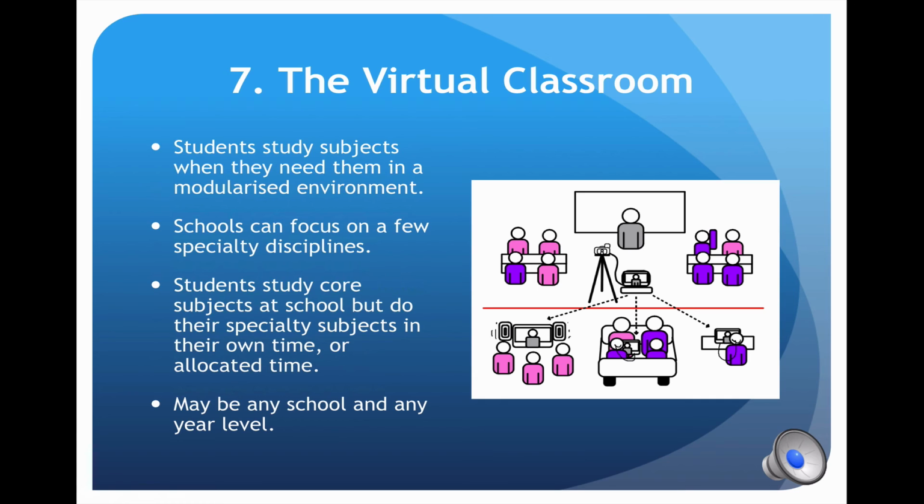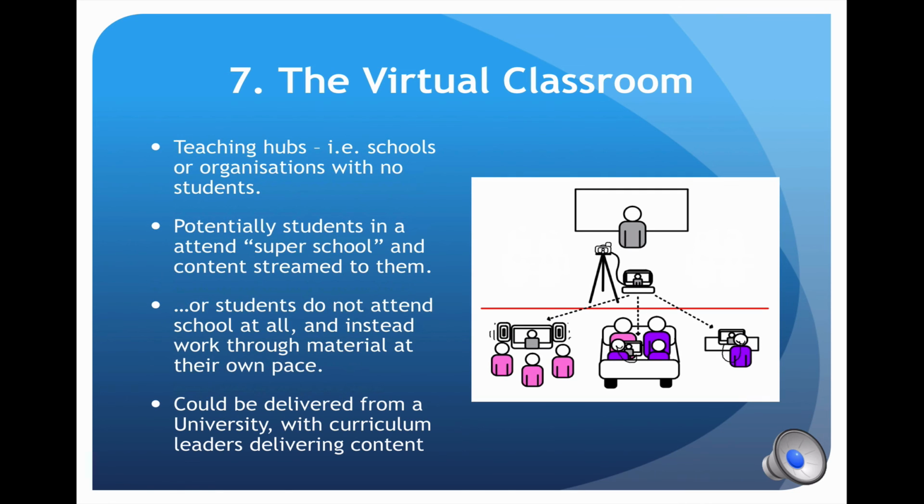But if you could do it online through another school, then you get to do all the subjects you're interested in, economics or languages or geology or history. Well, history is actually quite popular. But there's so many different things. Now, the vertical classroom means that you may be teaching in your school and many other schools at the same time. It's a very different way of teaching. You could end up with super schools, so potentially students could attend a super school and content stream to them from all the different places around Australia.